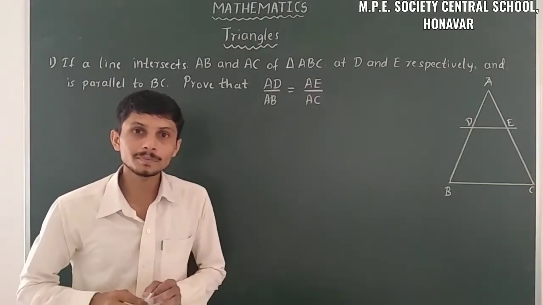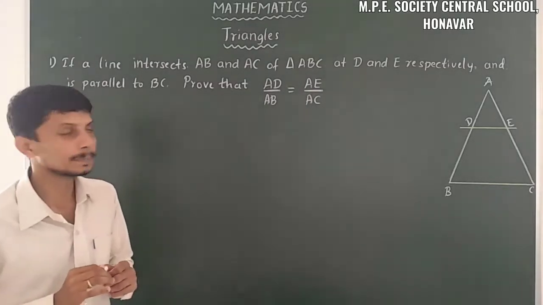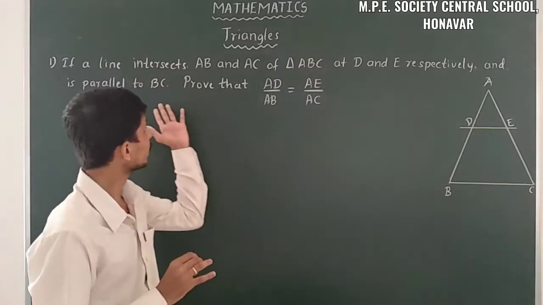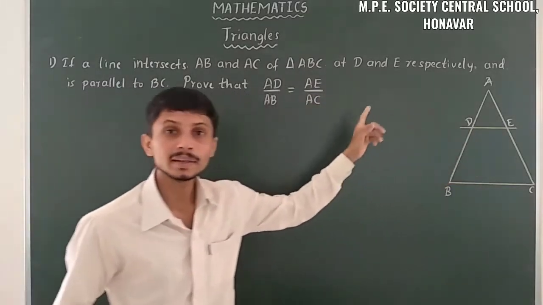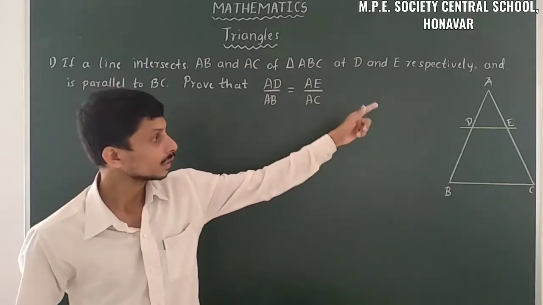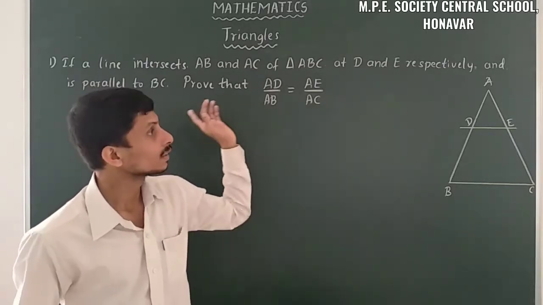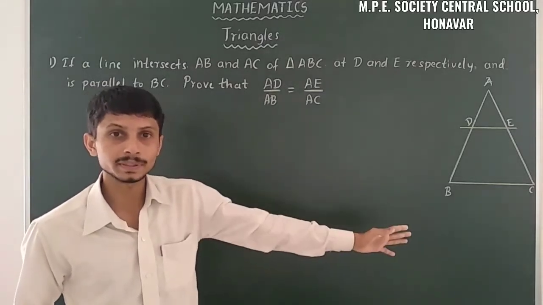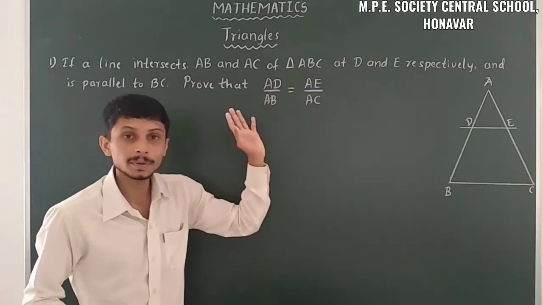The problem tells us that if a line intersects AB and AC of triangle ABC at D and E respectively and is parallel to BC, that means here we have a triangle ABC, and D and E are two distinct points on AB and AC respectively, and it is given that DE is parallel to BC. Then we have to prove that AD by AB is equal to AE by AC.